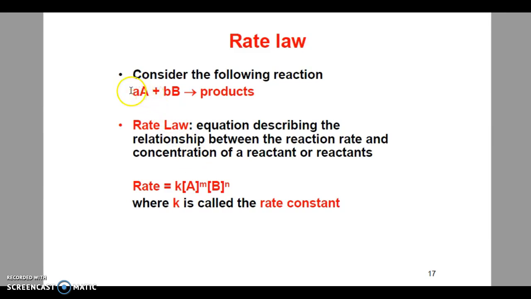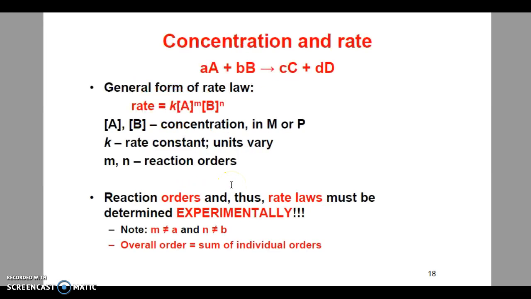Then rate law. Let us consider the following reaction: a moles of A reacts with b moles of B, which gives product. Rate law is the equation describing the relationship between the reaction rate and the concentration of reactants. Rate is equal to k, A to the power m, B to the power n, where k is called the rate constant.